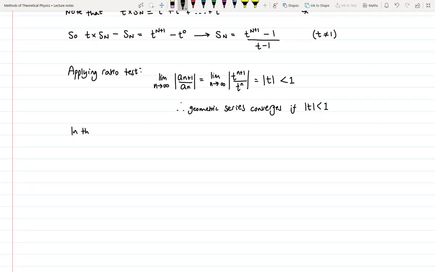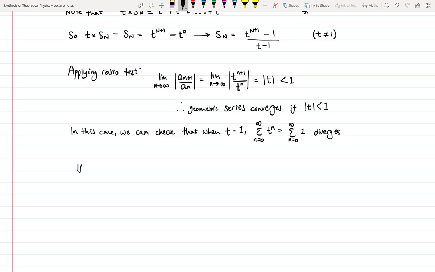In this case, it's also easy to check that when t equals 1, the geometric series then gives us the sum of t to the n, which here will just be the sum of 1. And this obviously diverges.